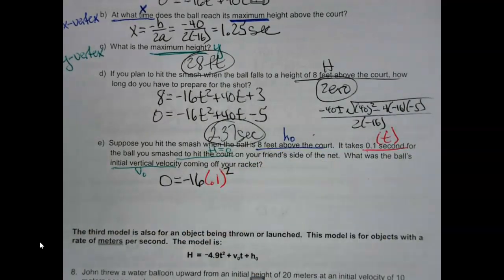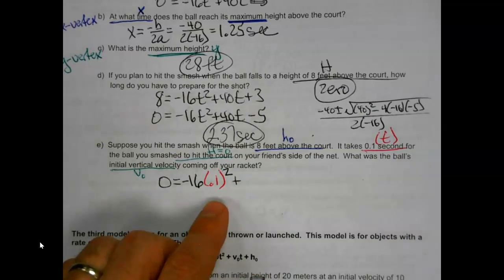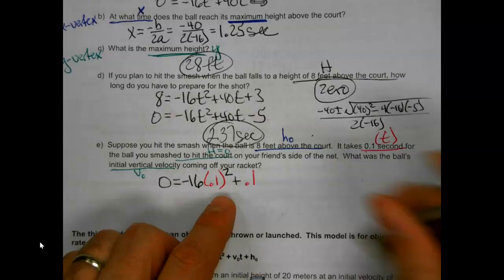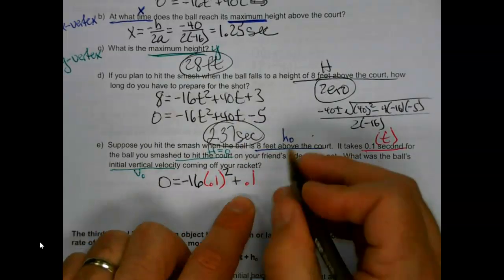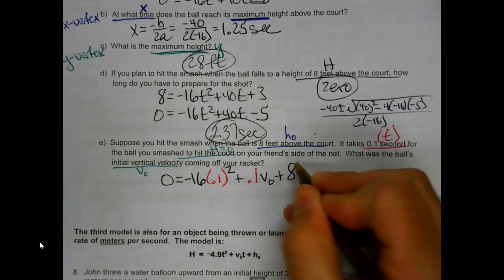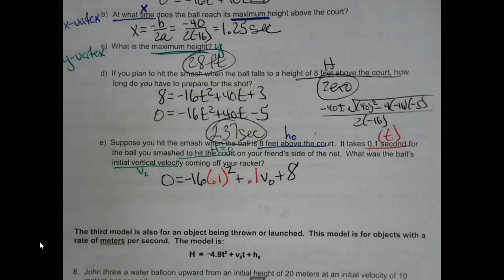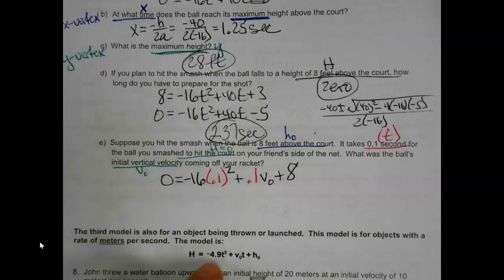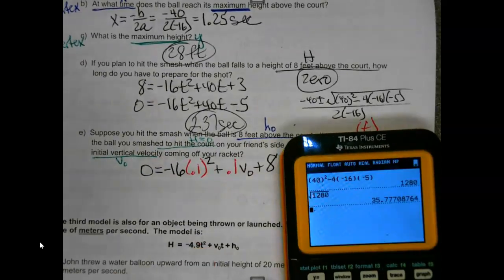So negative 16 times 1/10 squared plus 1/10, because there's still a T in my middle term, but I don't know what V sub 0 is. So here's my variable now. Plus 8. You're like, what the? How the heck are we going to solve this? Pretty easy, actually. Because if I take my calculator, I'm not going to the graphing part this time. I don't think we need it.